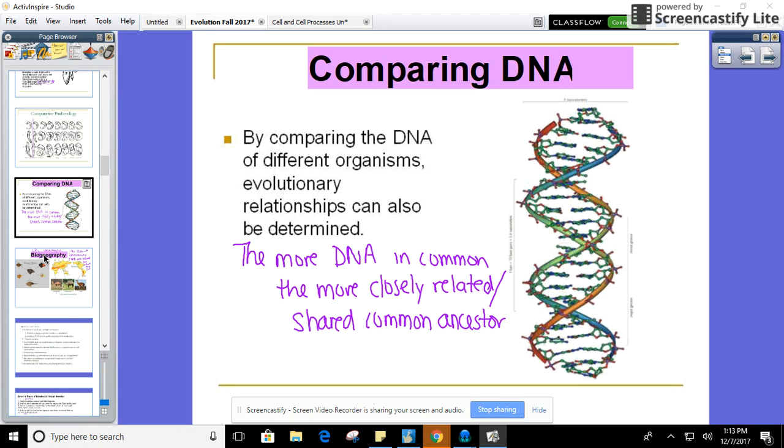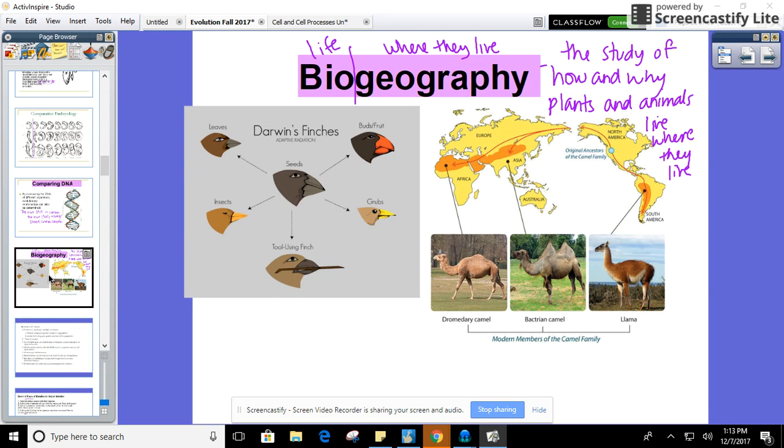The last form of living evidence is biogeography. It's evidence that suggests that where organisms live has something to do with the adaptations they have or how they've evolved. Some classic examples are Darwin's finches, an adaptive radiation based on what food is available on the different islands, versus the camels and where they live, and what the climate and different situation is in that environment.